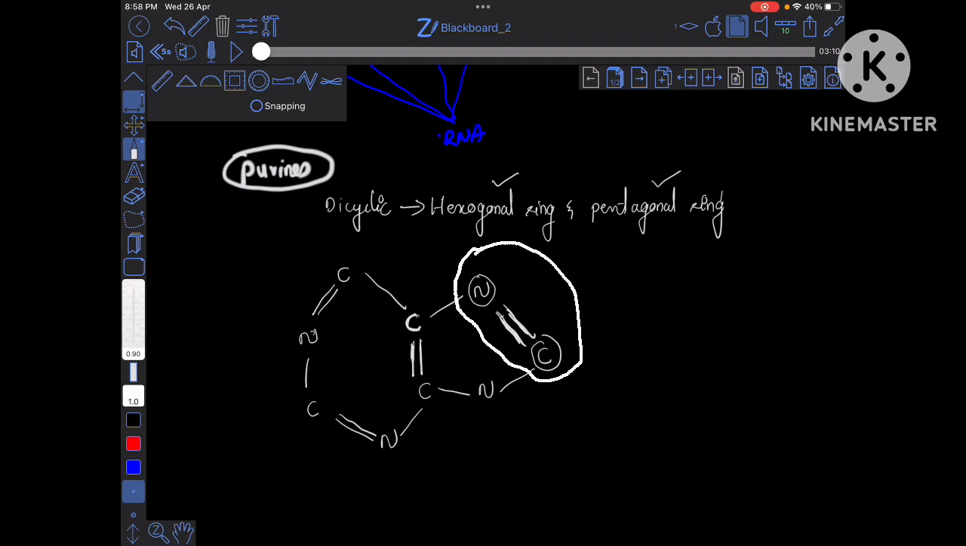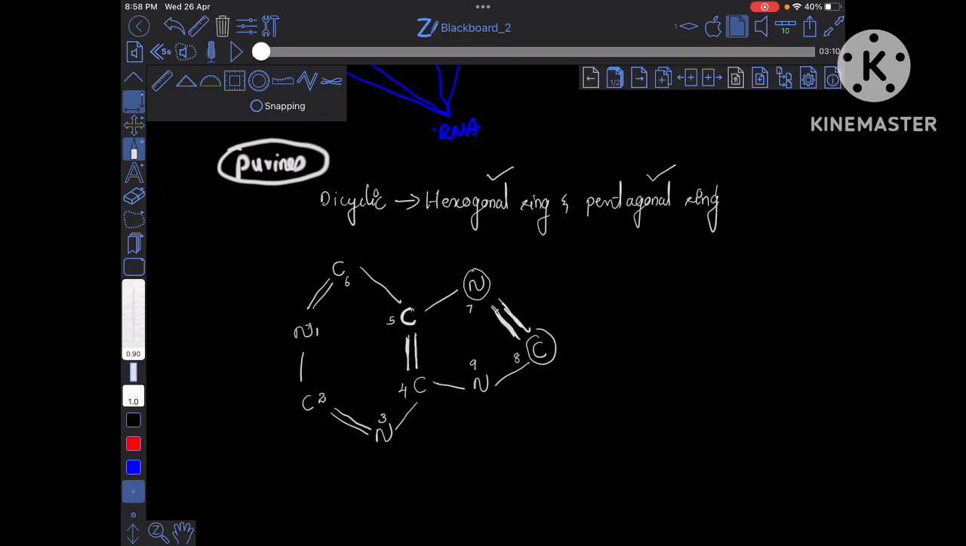Let us number these carbon and nitrogen residues. In case of purines, you should start counting from here. So this is 1, 2, 3, 4, 5, 6. Then it comes here 7, 8 and 9. So the basic structure of purine is completed.